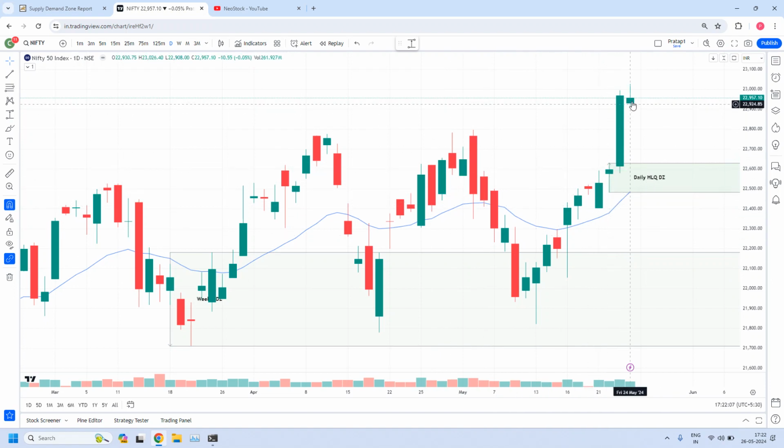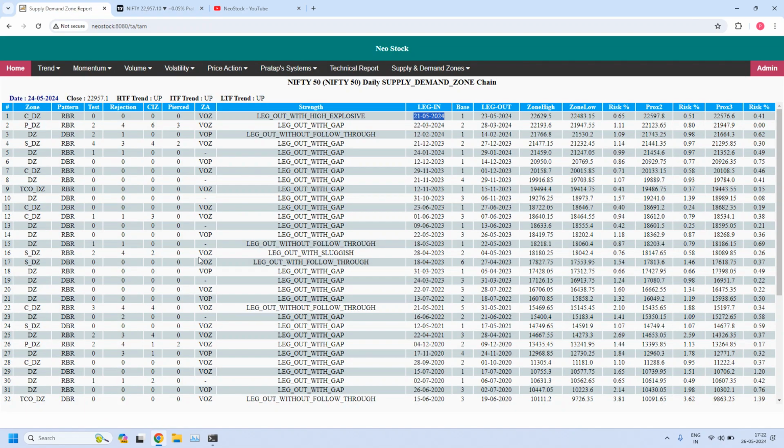At present, the daily trend is uptrend because the market is at all-time high. If this daily demand zone is violated, then only trend will be changed to sideways. But it is a high liquidity zone, and if it is having a fine-tuned 5-minute zone, definitely it will give a very good trade. In case if it is violated, what would be the next daily zone? This is the question might arise.